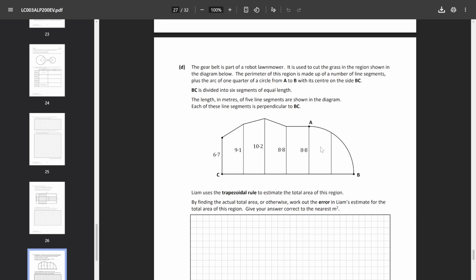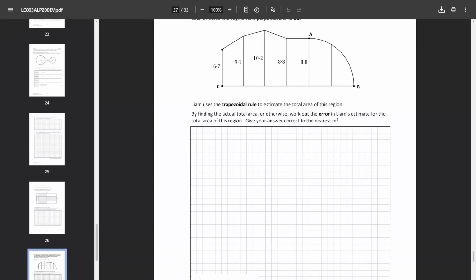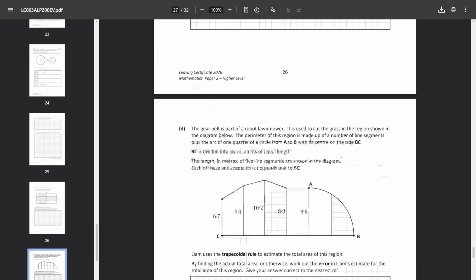However, this length here, that 8.8, you can spin around for the fact that A to B is the arc of a quarter circle. So that's the radius, and that actually gives you the strip length. And then using some error, not necessarily percentage error, but like difference error, which is pretty okay. You wouldn't have to go and memorize the percentage error formula.